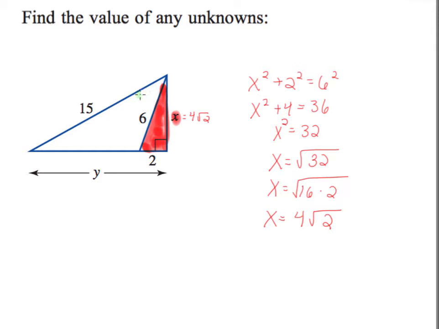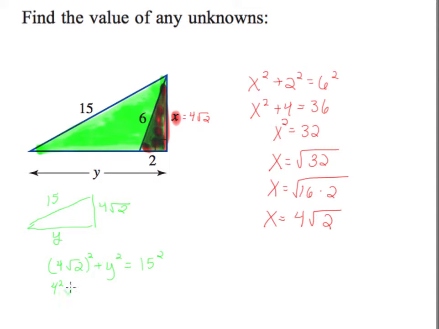If we look at the very large right triangle that includes the missing side y, so it'd be this large green triangle. Now notice that it has to have a right angle, so we had to include the right angle, and we have one side that's missing. Now we're going to use the Pythagorean theorem to solve for this green right triangle. We notice that y in this case is a leg, so we're going to set this up as 4 square root of 2, squared, plus y squared equals 15 squared.